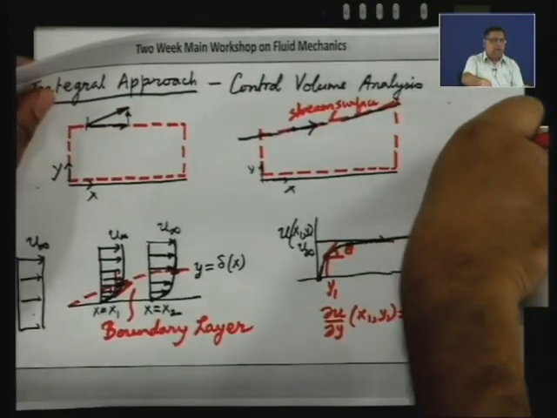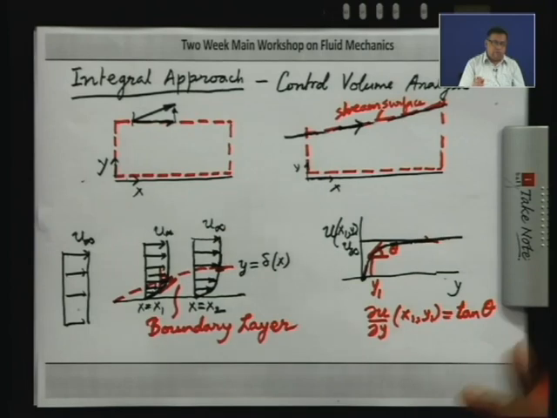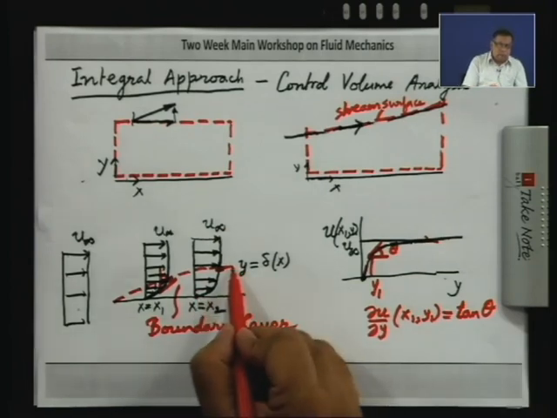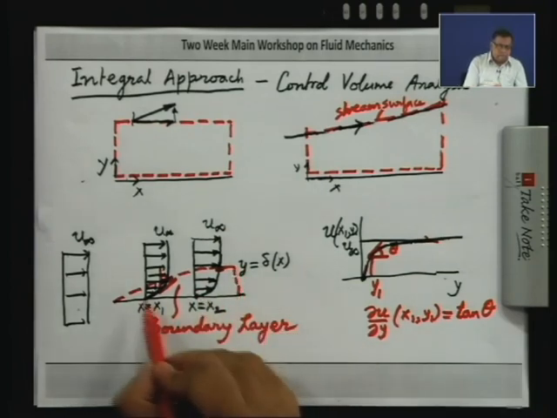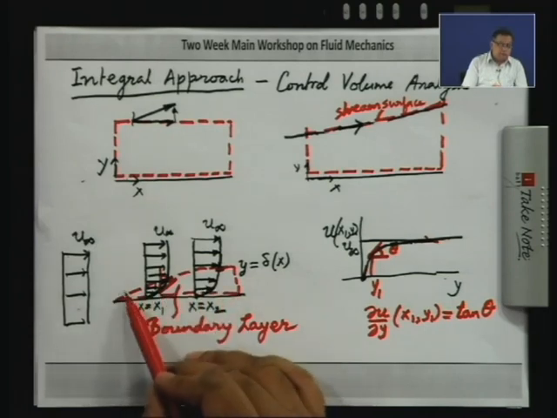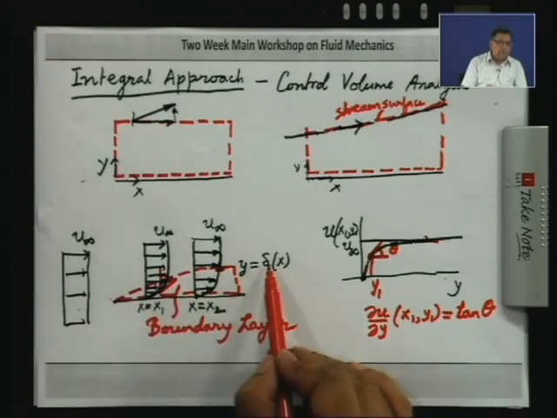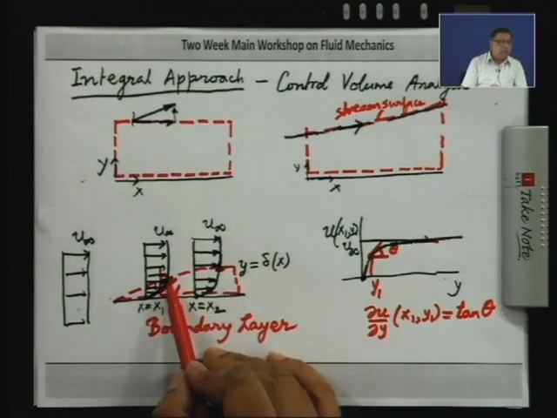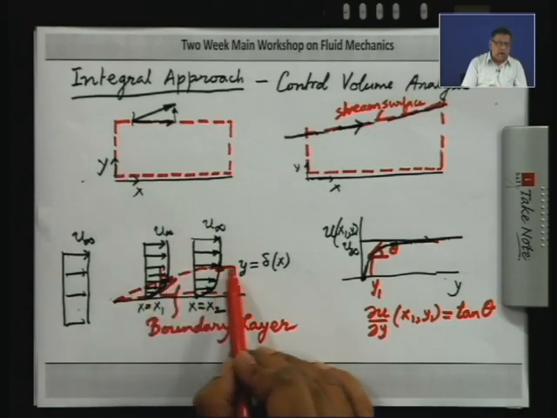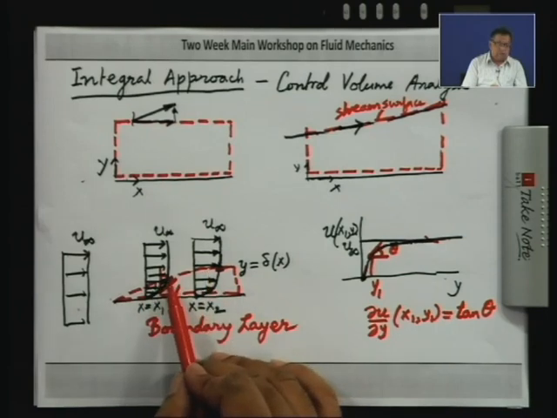Now, let us come back to this integral approach which I was discussing. So, I have shown you 2 possible control volumes. Now, another control volume could be this one. One surface which is along the edge of the boundary layer, which I am calling y equal to delta x. So, at this point u is approximately u infinity, and at all points on this line over here you can say u is approximately u infinity and del u del y is approximately 0.